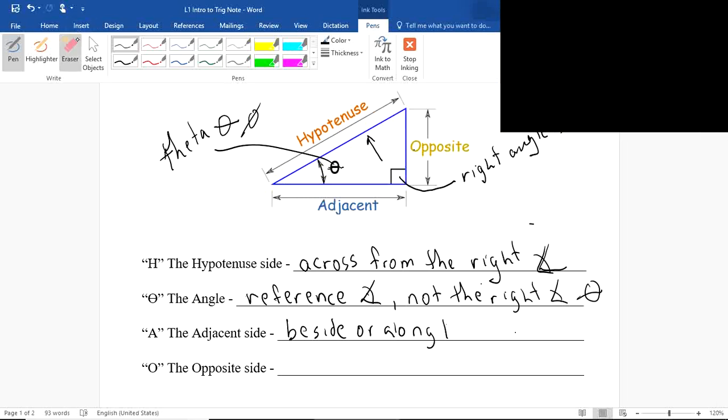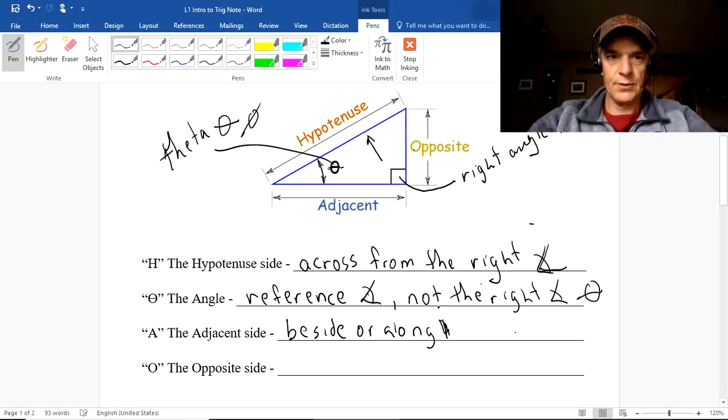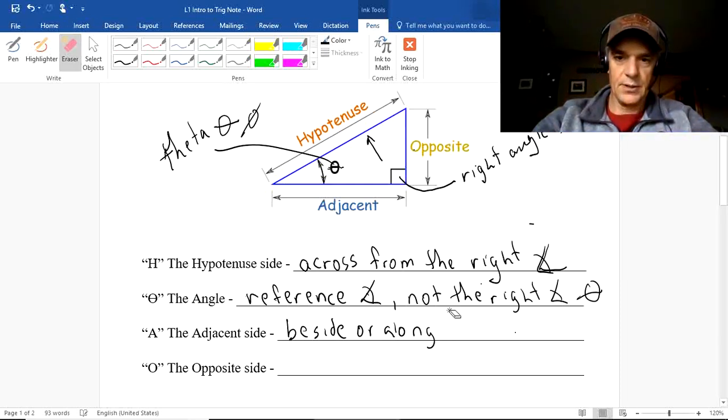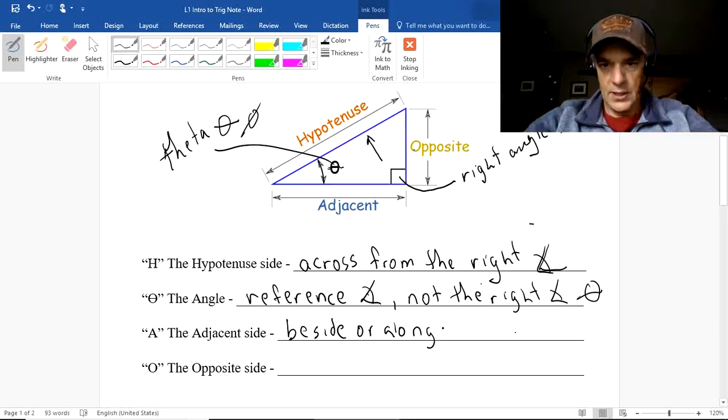Made a mistake there. Let me just erase that for a second. The eraser didn't turn on. Let me just get that turned on. There we go, back to my pen. Alongside theta.